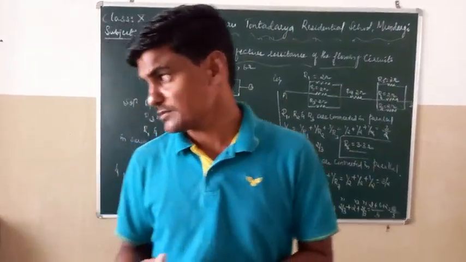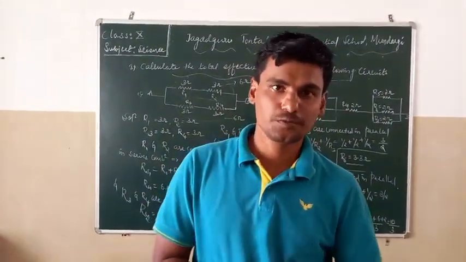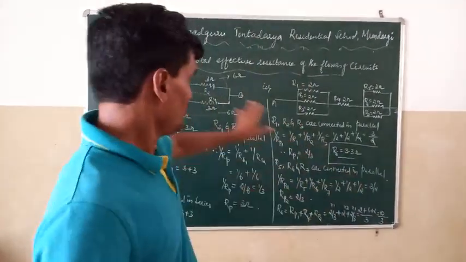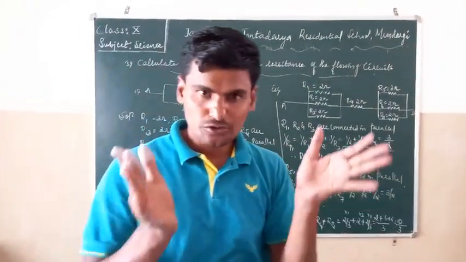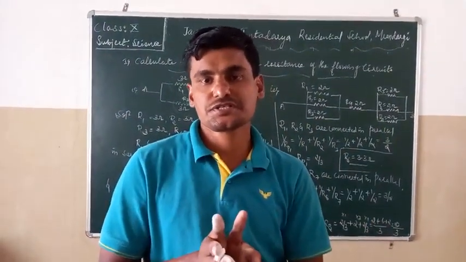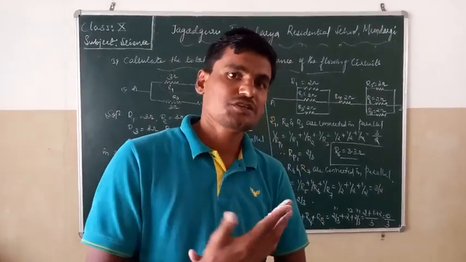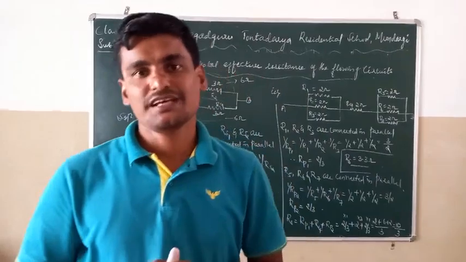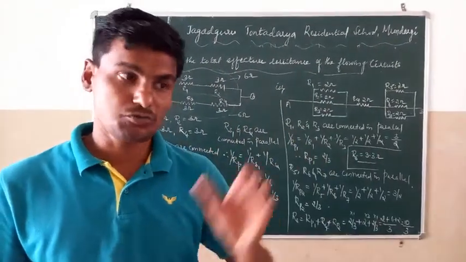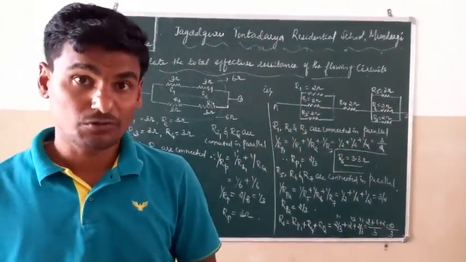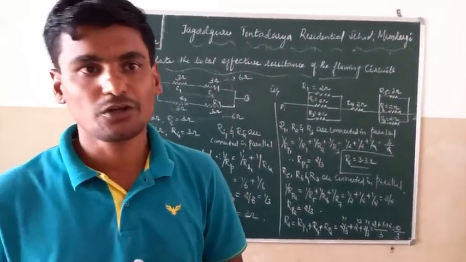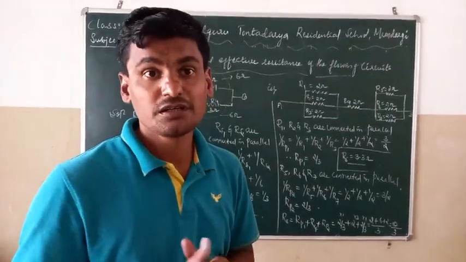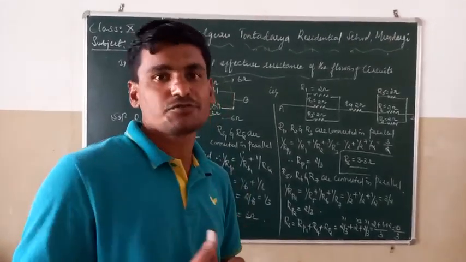I will post some short examples in the group. If you have any doubts, you can ask me. Understood now? How to calculate? You should clearly know which resistors are connected in series and which ones are connected in parallel. Then only you are able to solve the examples. What is the condition for series and what is the condition for parallel combinations. I will put some examples as homework in the group. If you have any doubts, you can post.